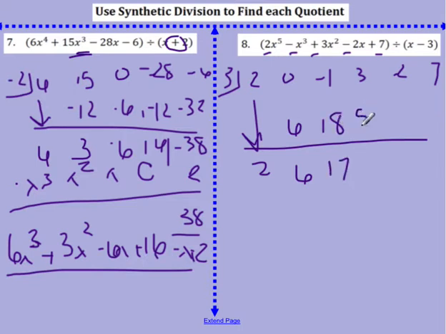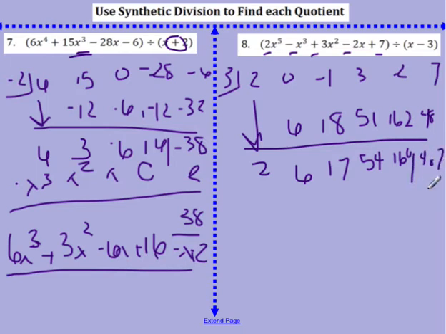17 times 3 is 51, plus 3 is 54. 54 times 3 is 162, and then you have 160 when you add those together. 3 times 160 is going to give you 480, and 480 plus 7 gives you 487.